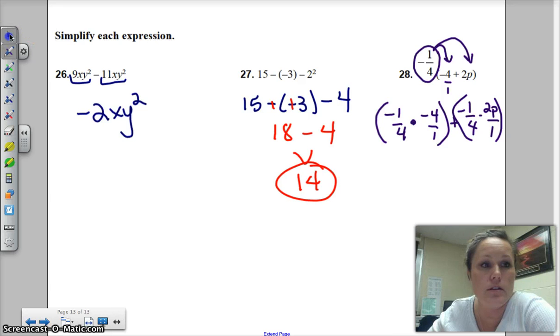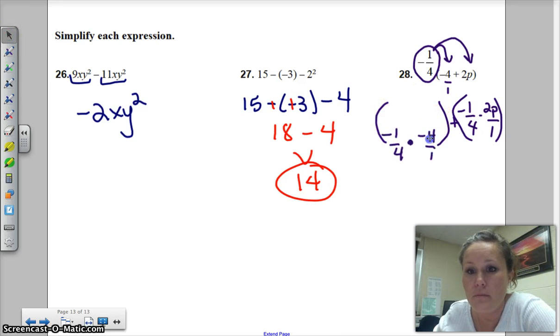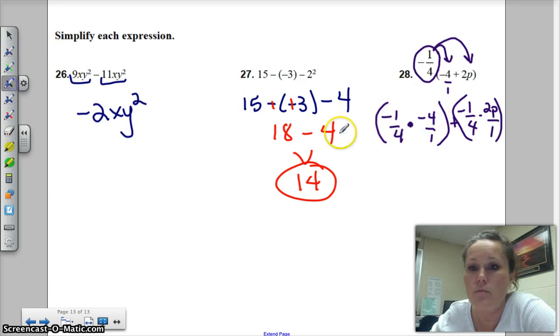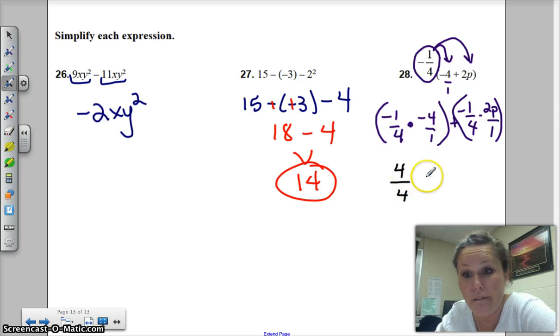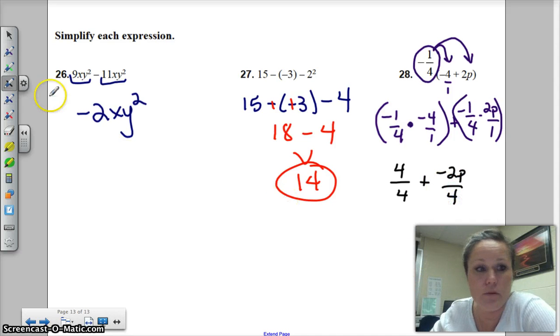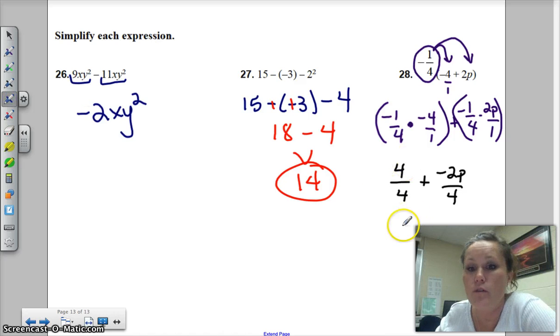Let me see if I can select the whole thing. Nope, it won't let me. Okay, so we're going to multiply straight across. So we're going to have positive 4 over 4, which is the same as 1, plus negative 2p over 4, and simplify this down. 4 over 4 is 1, plus negative 1/2 p. Or you could have this, 1 minus 1/2 p.